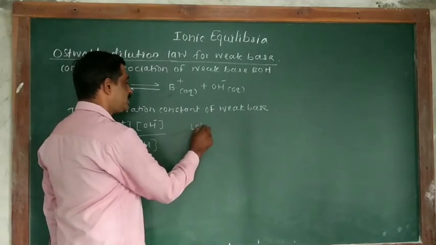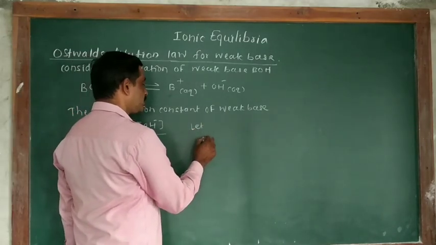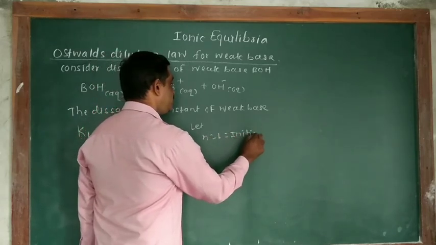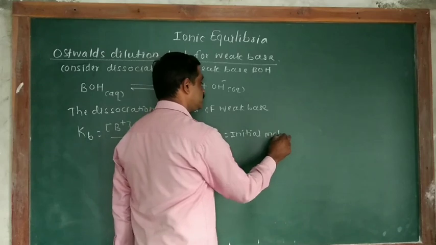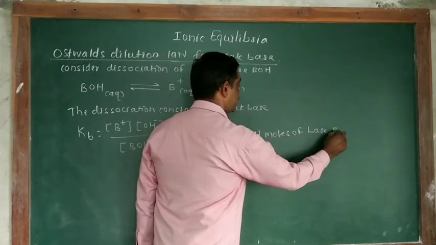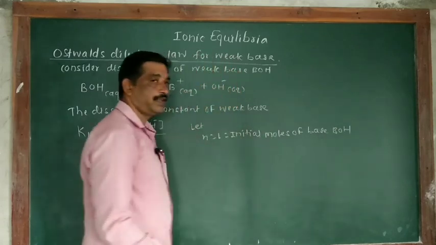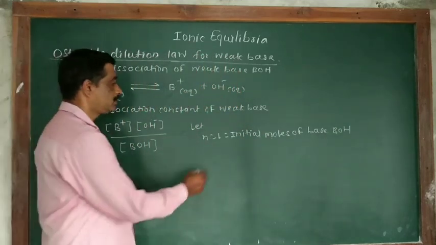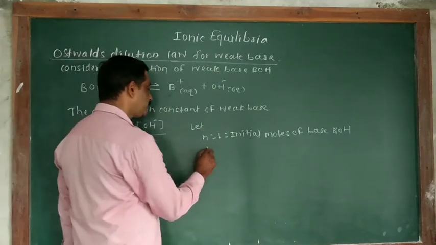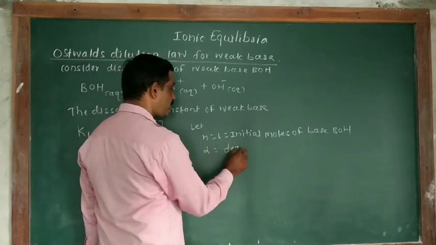So let us consider n is equal to 1, the initial moles of the base BOH. Initially n is equal to 1, the number of moles of this base BOH taken. Alpha is equal to its degree of dissociation.